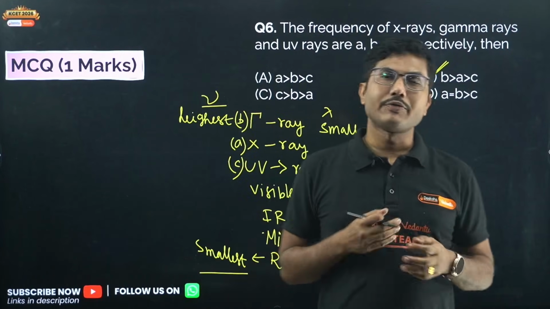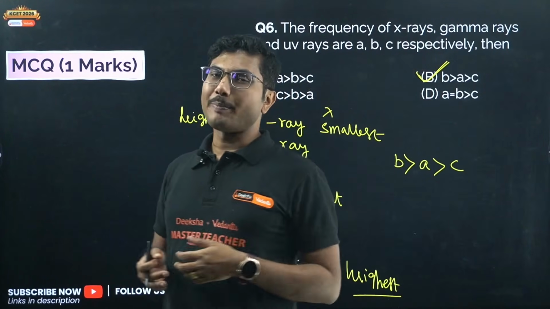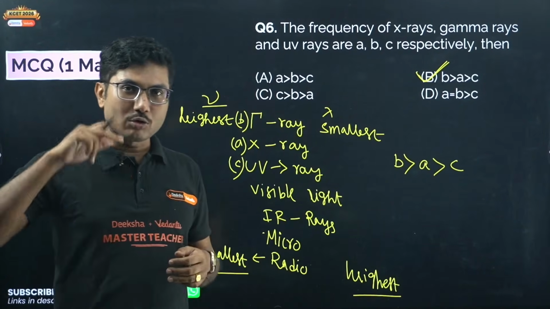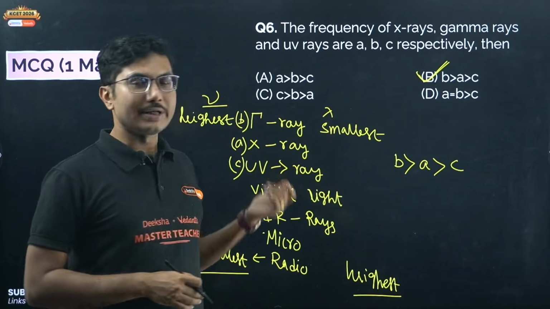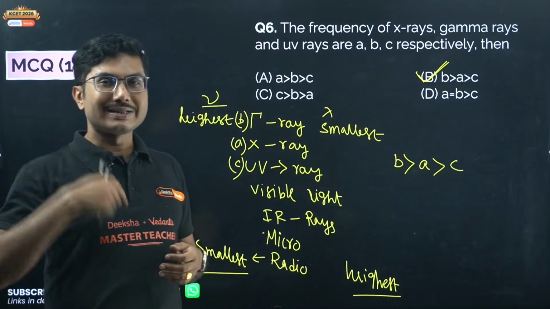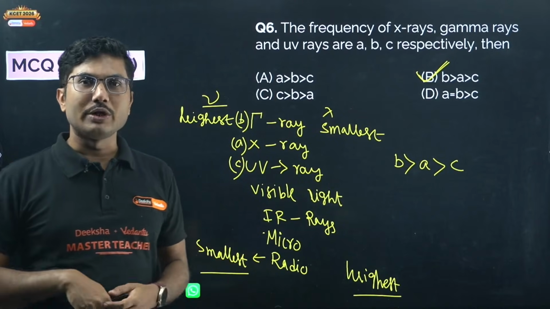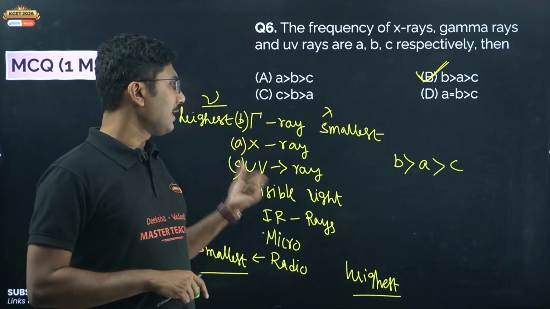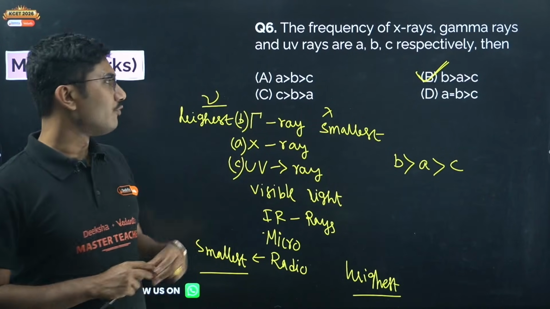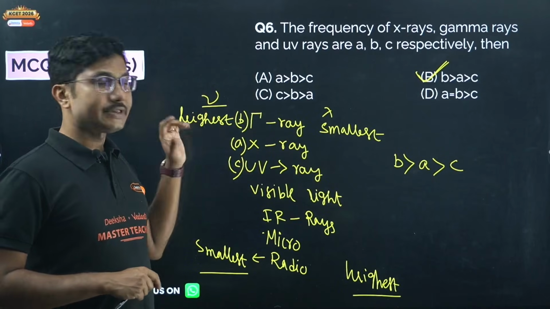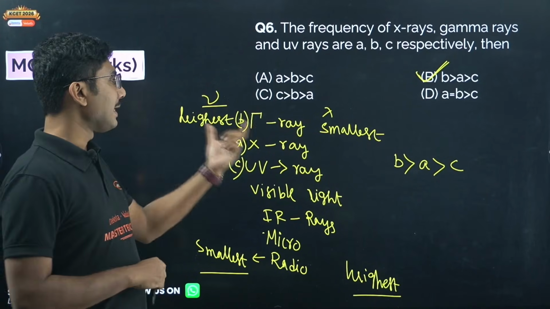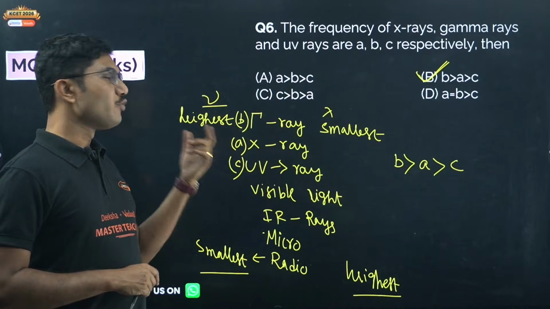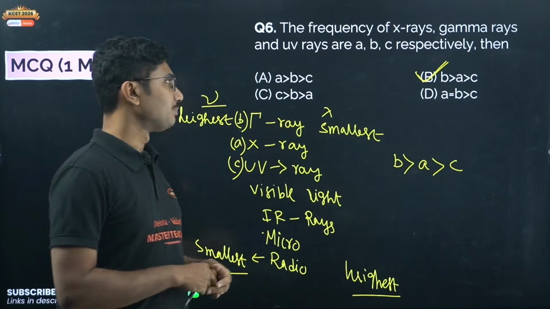The higher the frequency, the more penetrating power it has. That means it can go through objects easily. That's why gamma rays, X-rays, UV rays are harmful to humans, because they can penetrate your skin and go deeper. So that's why they are considered harmful. So the frequency of gamma ray is highest, X-ray is next highest, UV ray is coming third in the list.